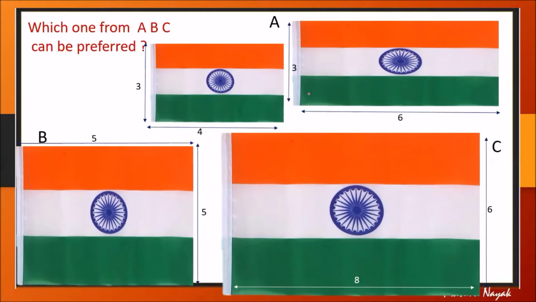Which one will you prefer? You will measure the length and breadth. For A, the breadth is 3 and length is 6. And for B, both length and breadth are 5. And for the last one, the breadth is 6 and the length is how much? 8. Length is 8 here. If you measure it, it will be 8 centimeter. So which one will you prefer? Yes, certainly you will prefer C.